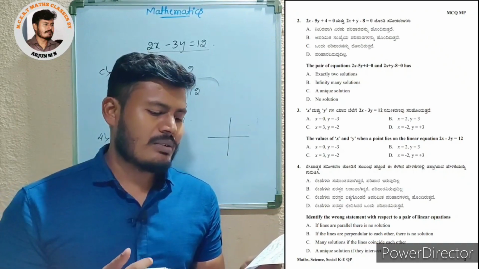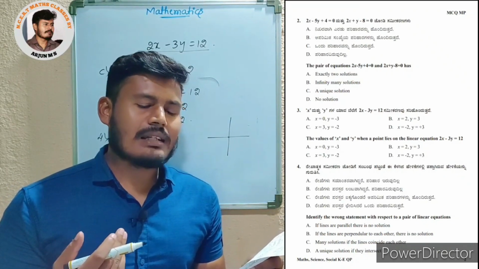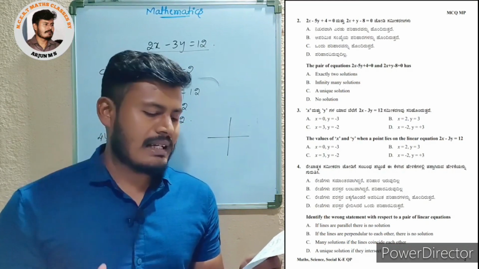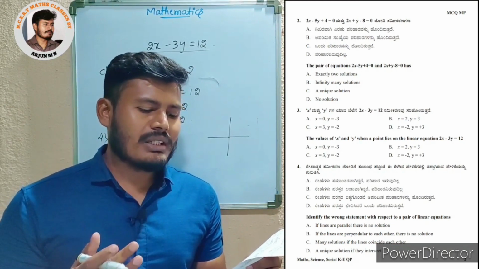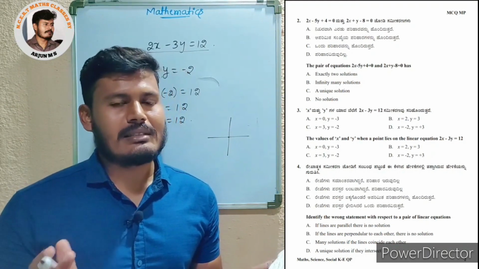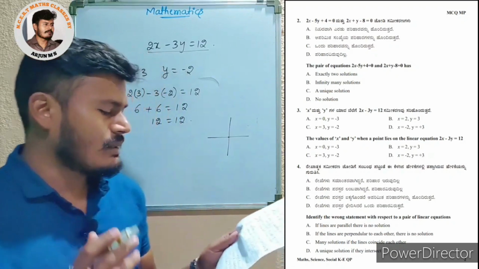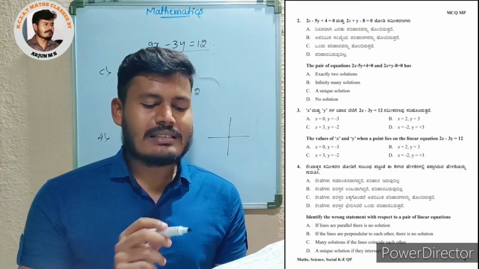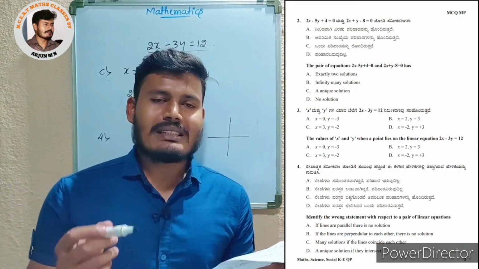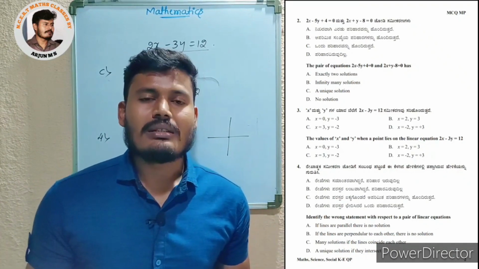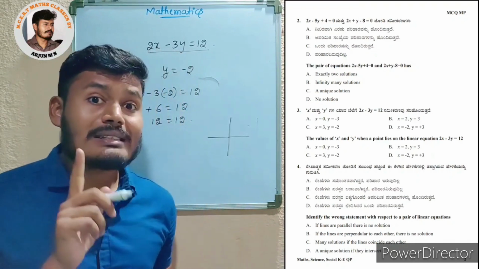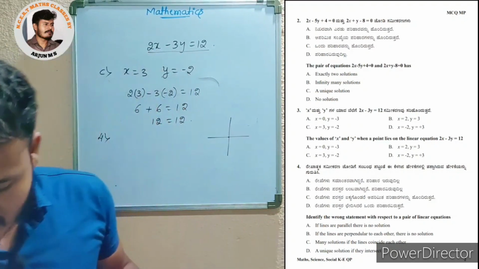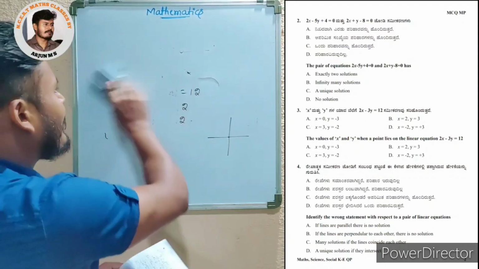You just observe the third one also. Many solutions if the lines coincide with each other. That is 100% correct. A unique solution if any intersecting lines. So that is also a true statement. That's why here the answer is option B. If the lines are perpendicular to each other, then there is no solution. So that is the wrong statement. So then we are moving on to the fifth question.